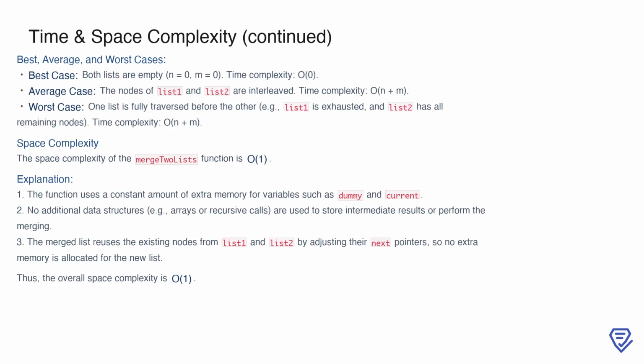Now, regarding space complexity, the function operates in O(1) space. This is because it uses a constant amount of extra memory for variables like dummy and current. No additional data structures are used to store intermediate results, and the merged list is created by reusing the existing nodes from list 1 and list 2 by adjusting their next pointers. This means no extra memory is allocated for a new list, keeping the overall space complexity at O(1).